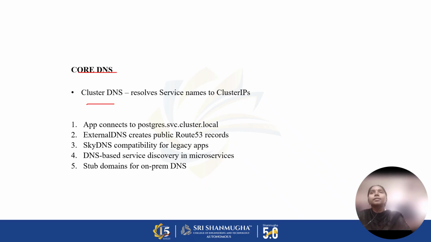And CoreDNS is the cluster DNS and resolves service names to cluster IPs. An app connects to postgres.svc.cluster.local. ExternalDNS creates public Route 53 records, and there is SkyDNS compatibility for legacy apps. DNS-based service discovery in microservices, and stub domains for on-prem DNS. That means private DNS.